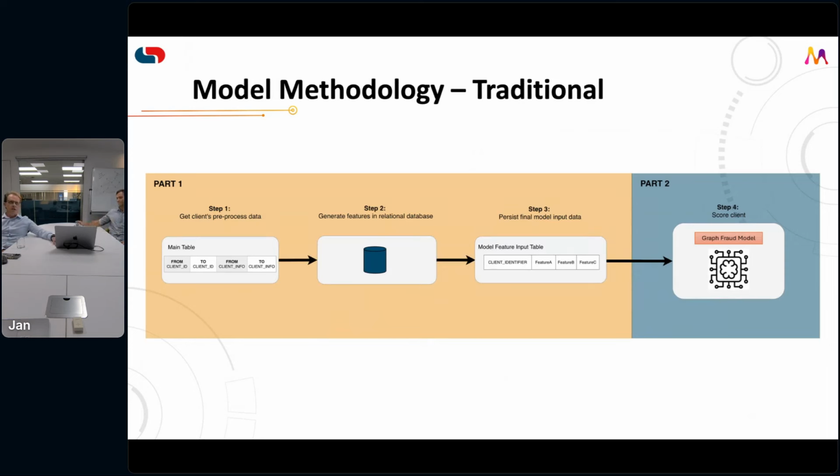So I'm handing over to Jan to tell you how he approached the problem, what we did, what we built, and over to Jan. Okay, thanks very much, Derick.